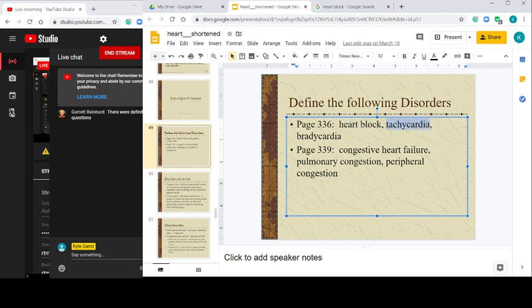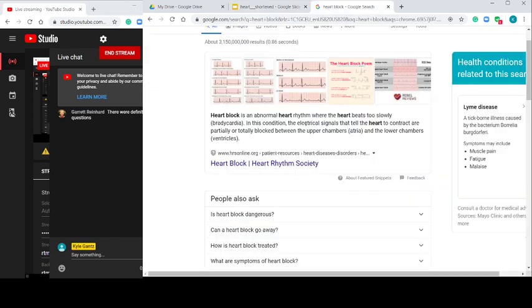Tachycardia is a heart rate that is faster than normal. All right, so when we talk about a heart block, the electrical signals that tell the heart to contract are partially or totally blocked between the upper chambers and the lower chambers.